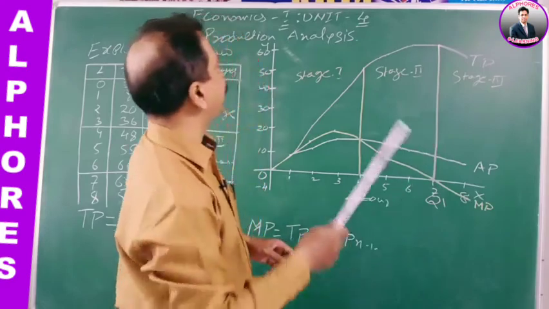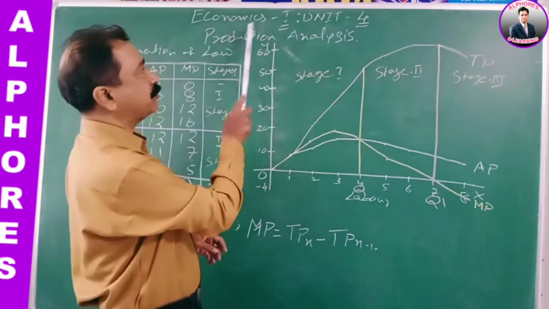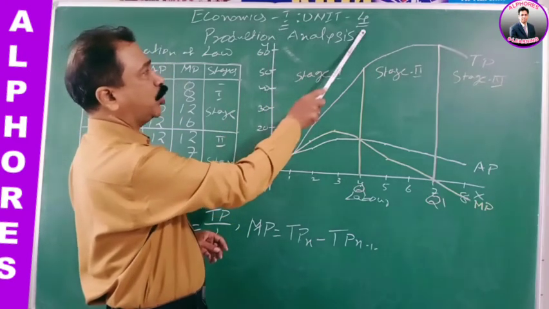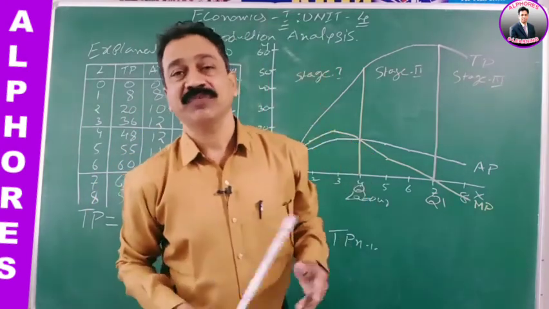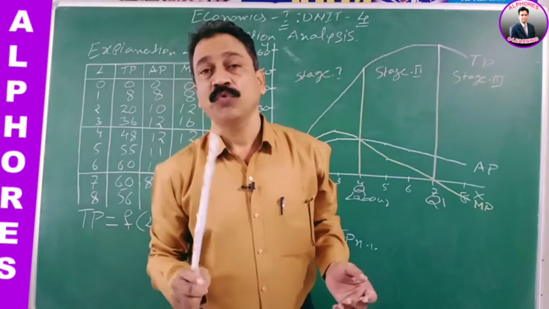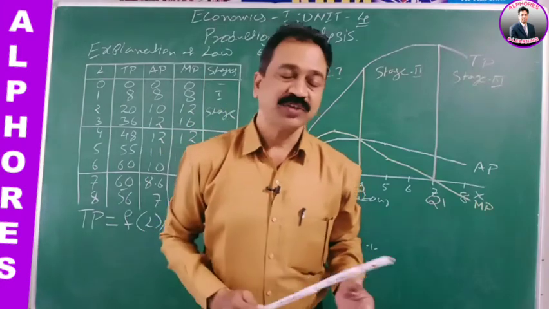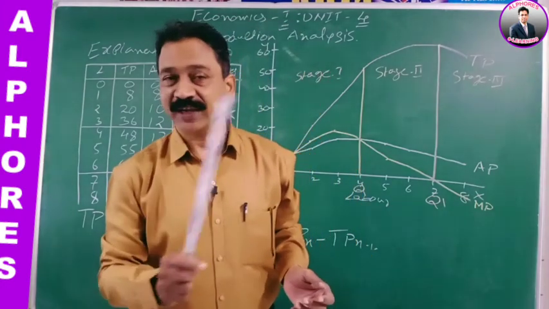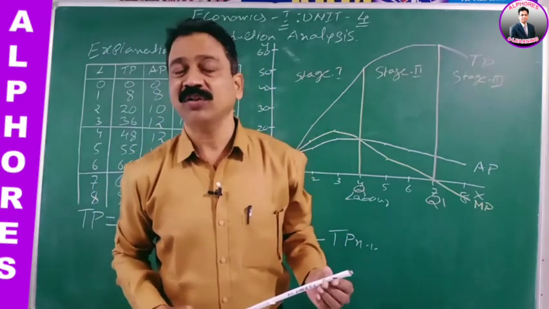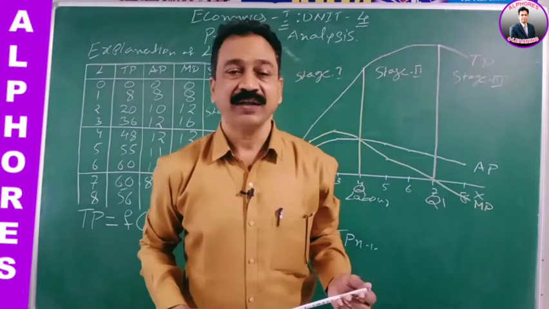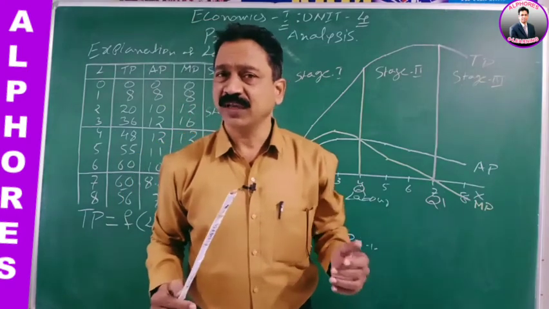Today, whatever we studied yesterday, we are going to continue. Economics first year, unit 4, production analysis. Out of this production analysis, yesterday we have seen 4 factors of production: land, labor, capital and organization. And what is the 5th one? Technology. That is a modern factor of production, which is making all the difference in the production levels and even production units. So next we have seen one by one.